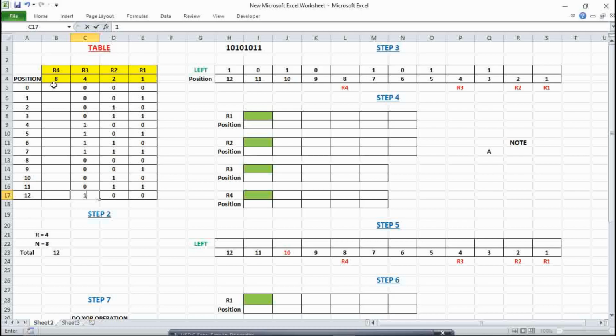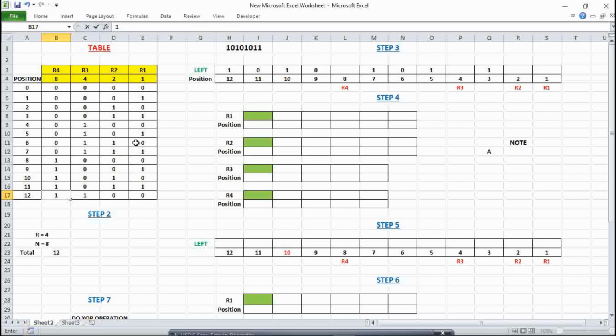Now come to R4. Now you have to fill this column in the pattern of 8 times 0 and 8 times 1. 0, 0, 0, 0, 0, 0, 0, 0. Now 1, 1, 1, 1, 1, 1.